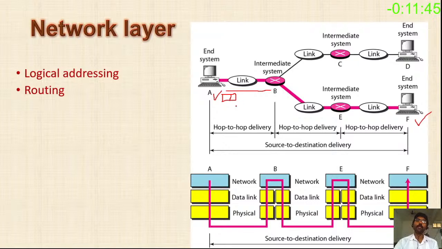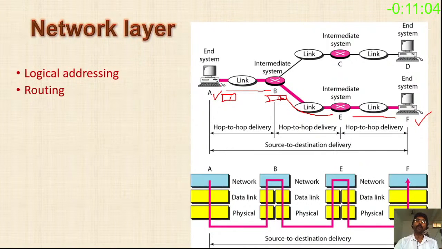The header of the data frame is changed here. Now the header contains E instead of B. Now it is delivered to E. Again, here the data frame is changed and the destination address is changed to F. On each delivery, the data frame is changed until it reaches the destination. So it is also called hop to hop delivery. That means the data link layer can connect only adjacent nodes within the network.